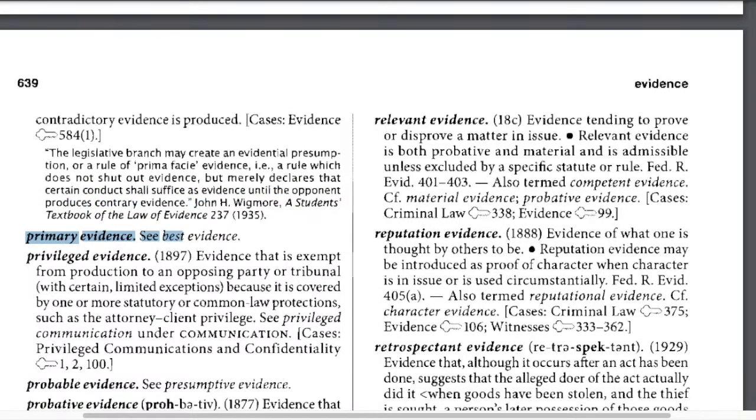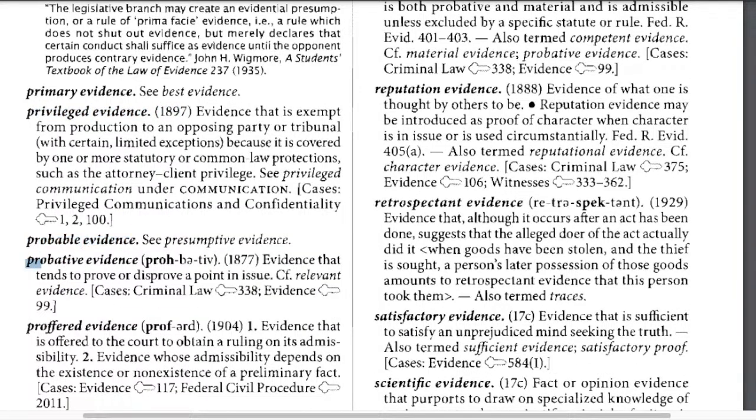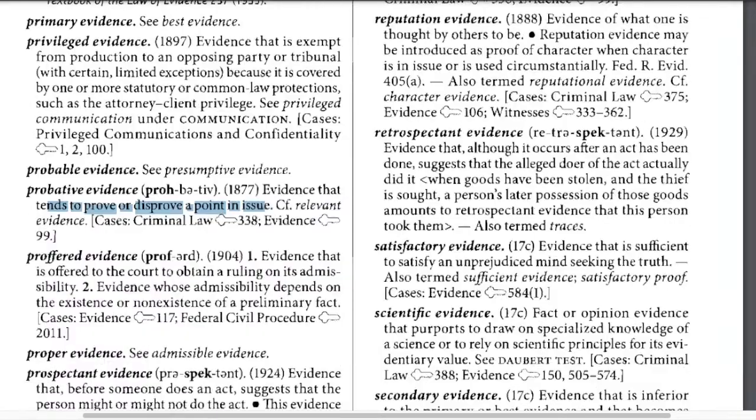Interesting. Primary is back to best evidence. Privileged evidence. Okay, this is an important one. 1897: evidence that is exempt from production to an opposing party or tribunal, with certain limited exceptions, because it is covered by one or more statutory or common law protections, such as the attorney-client privilege. See privileged communication under communications. That's an important one there, privileged evidence. So then we have probable evidence, probative evidence: evidence that tends to prove or disprove a point in issue. Proffered evidence: evidence that is offered to the court to obtain a ruling on admissibility, or evidence whose admissibility depends on the existence or non-existence of a preliminary fact.